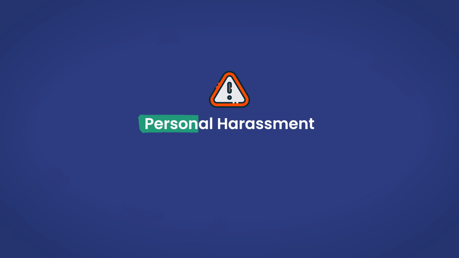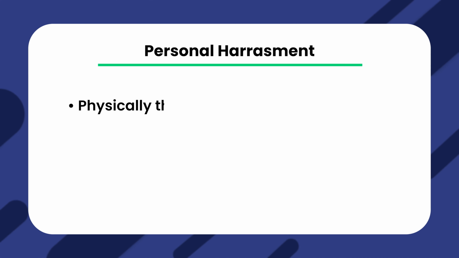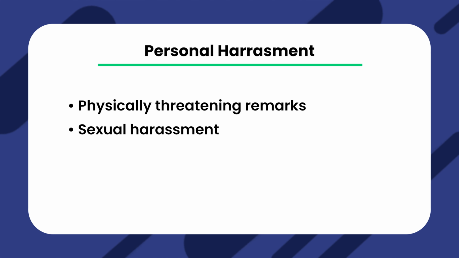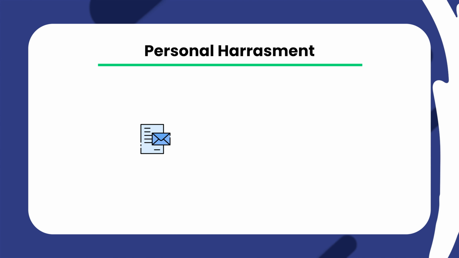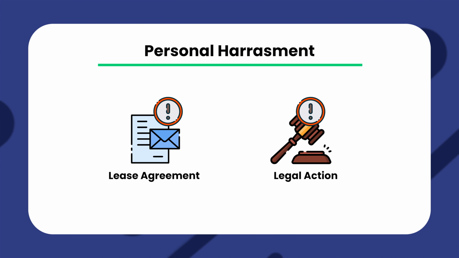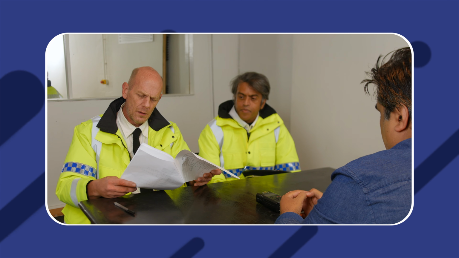And lastly is just personal harassment. One of the worst ways that a tenant can be harassed by the landlord is personally. This means in the form of physical threatening remarks, sexual harassment, verbal harassment, or anything else related to the tenant personally. When a landlord does this, they are not only violating the rental agreement, they are breaking the law. This kind of behavior typically warrants legal action, even if the tenant violates the lease agreement in a different way.